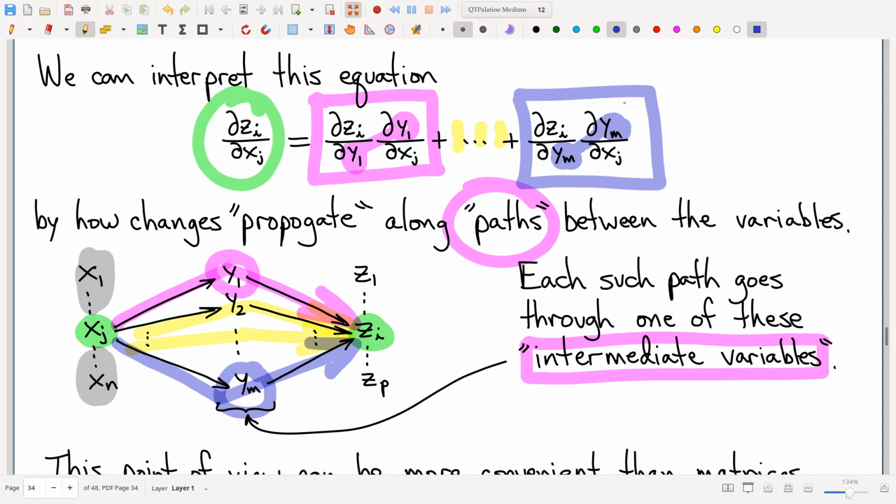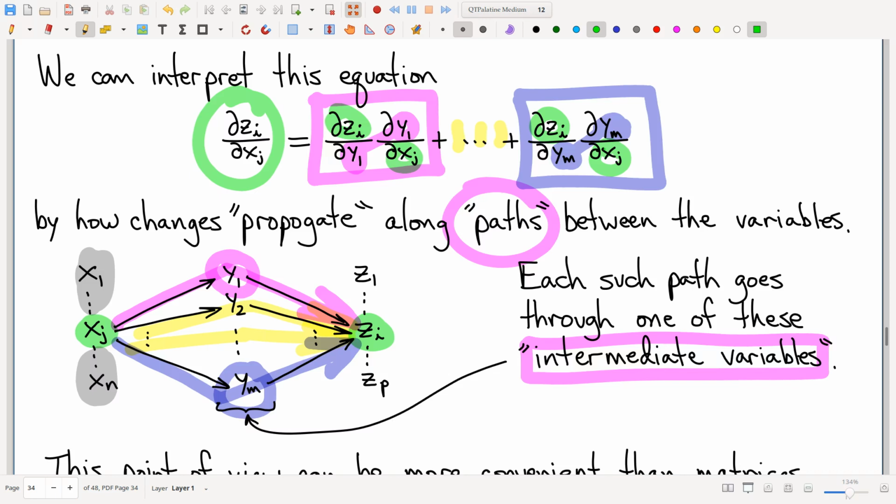So I think this is a lovely point of view for every intermediate variable, for every variable kind of in the middle, if you will. The output from the first function, those are the input to the second function. For every intermediate variable, there's a path, and for every path, there's a term. And the structure of the terms is always the same. By the way, notice that it's always zi up here and xj down here. So the pattern is very consistent.